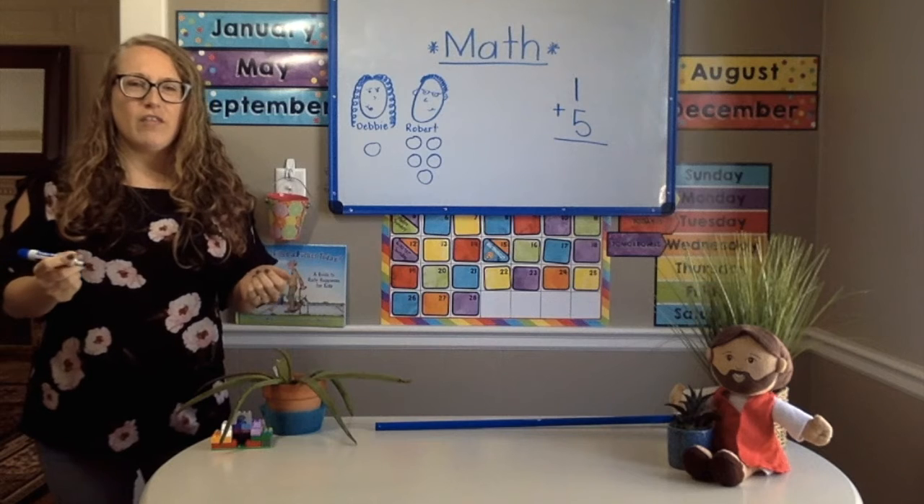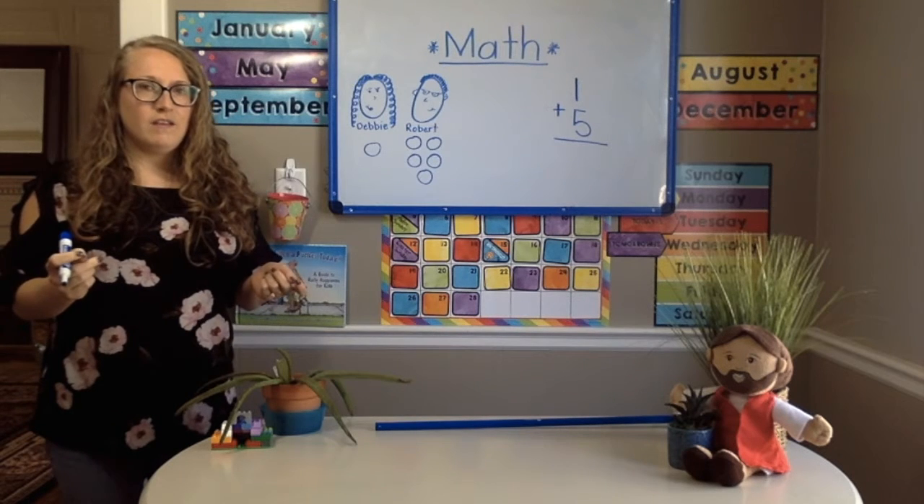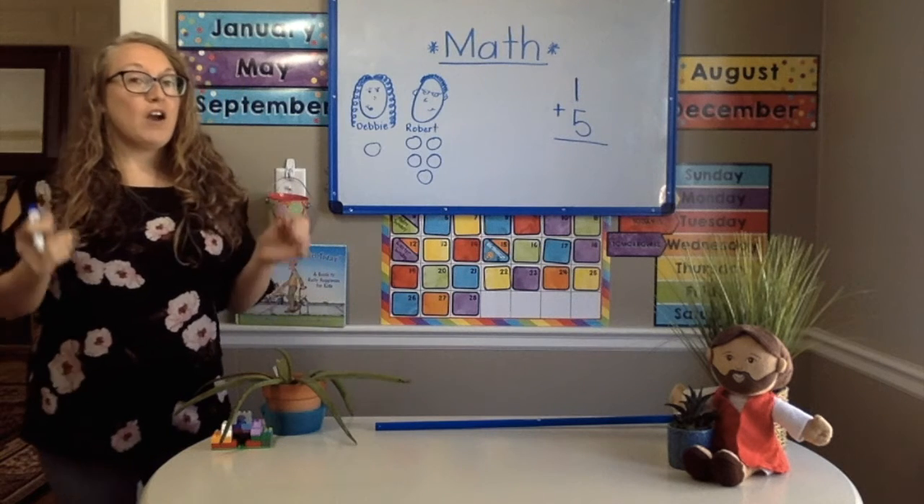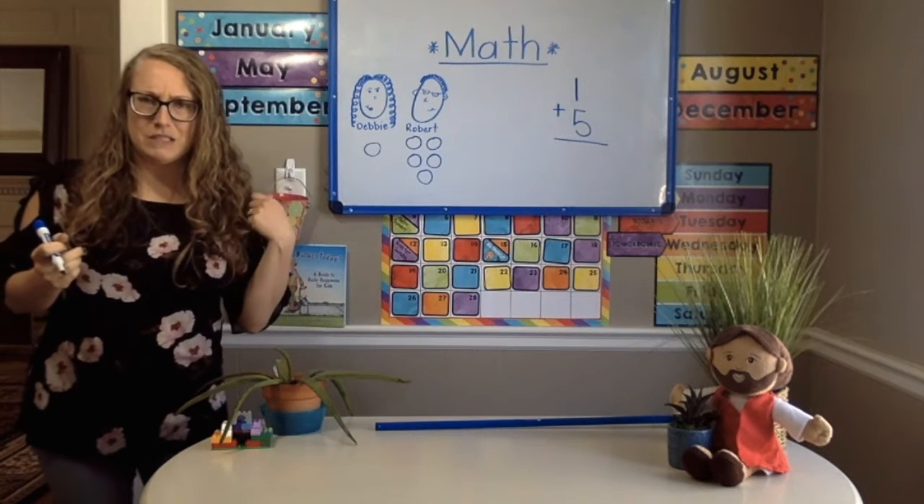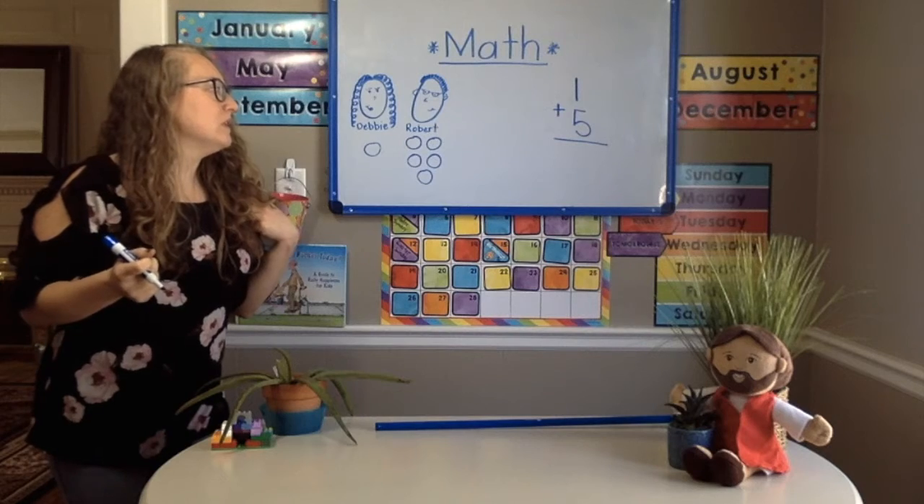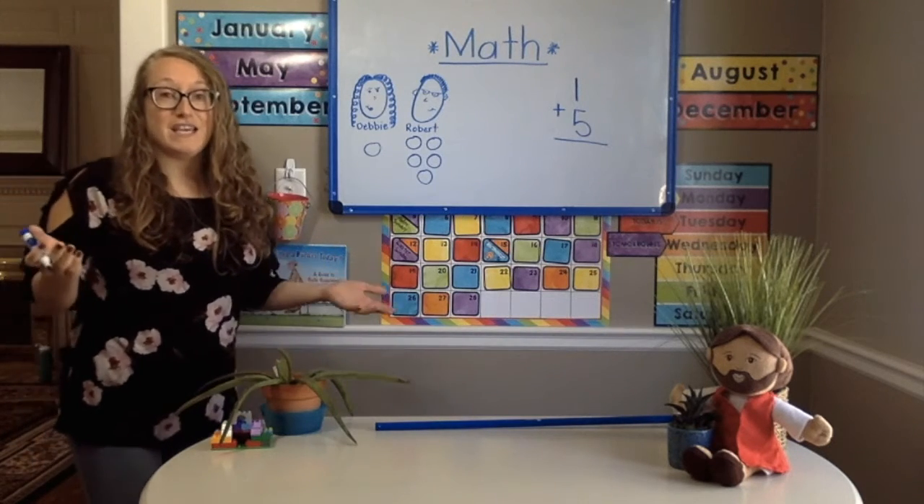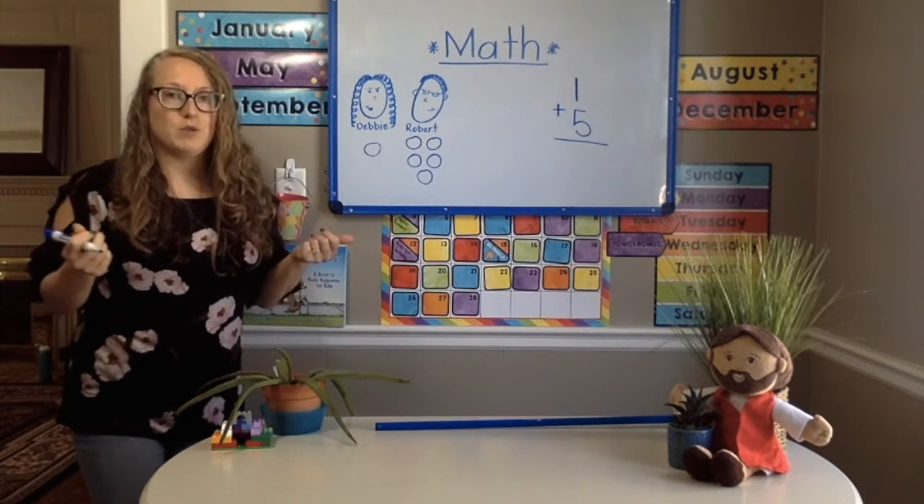Do you remember what we call that answer at the bottom? We call that the sum. We call the answer the sum. Okay, how are we going to solve 1 plus 5? We need to count up our circles. That's right. Remember, we need to put a dot in there just in case so that we don't accidentally count them up too many times.